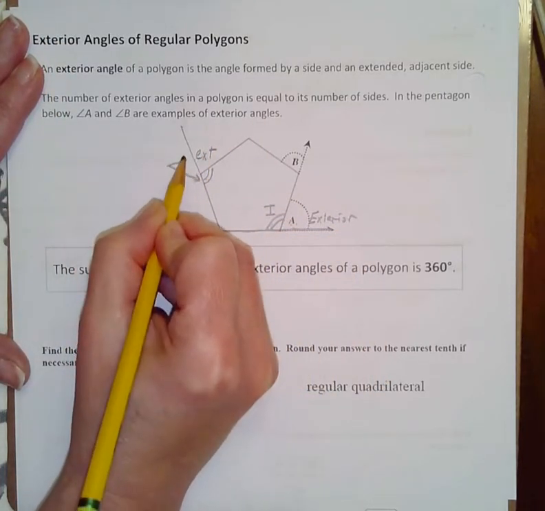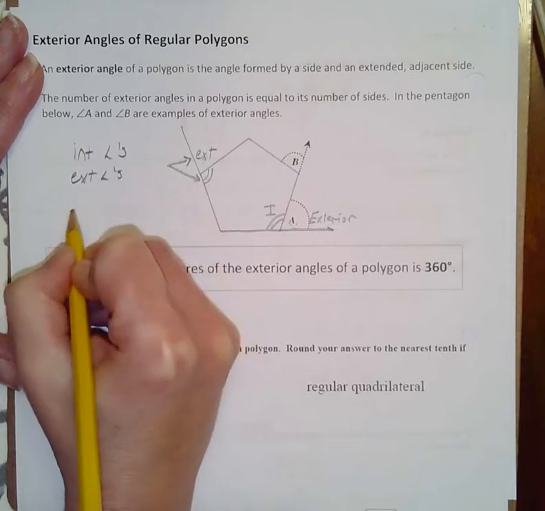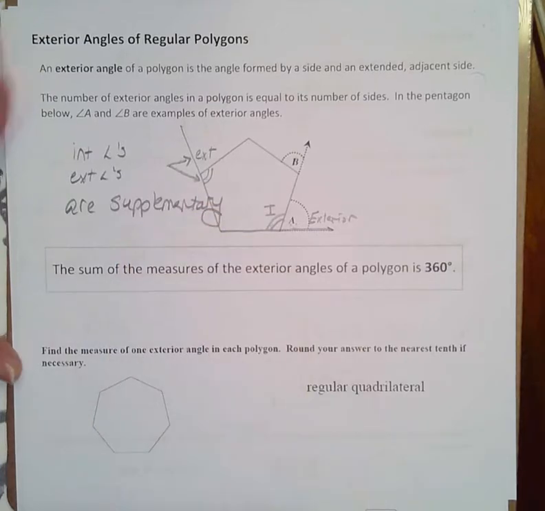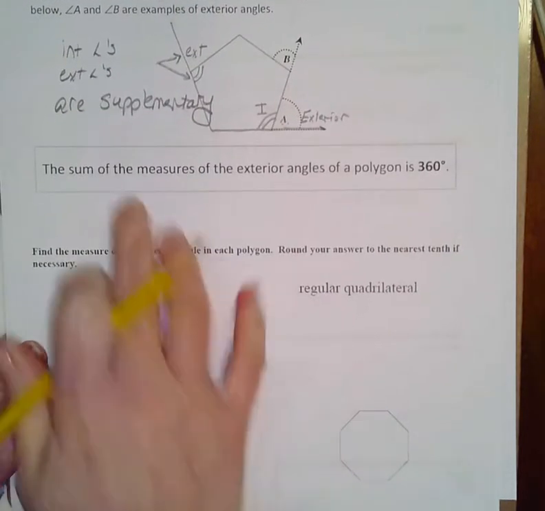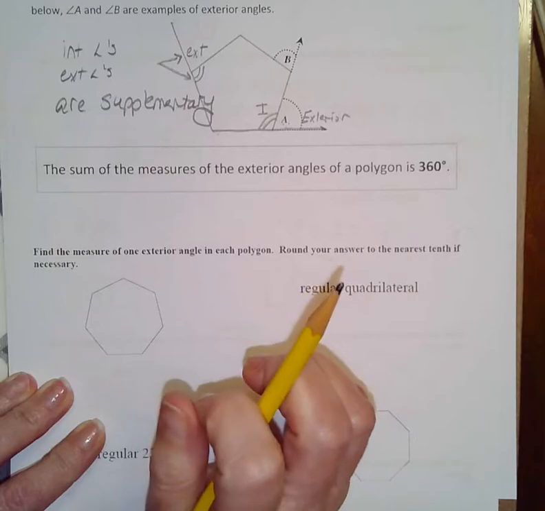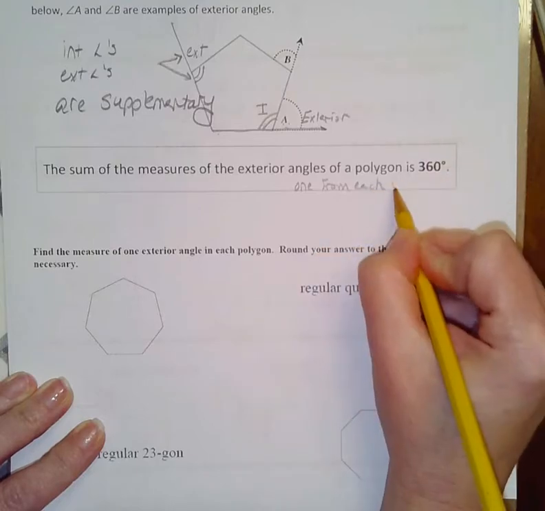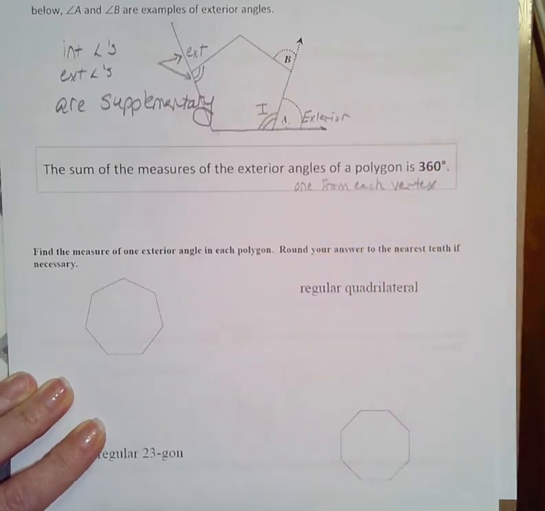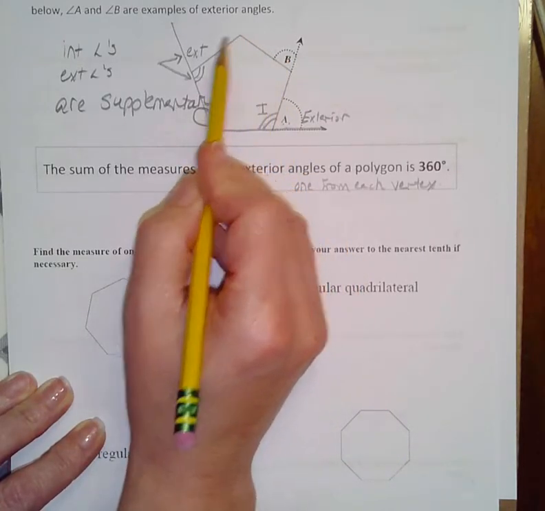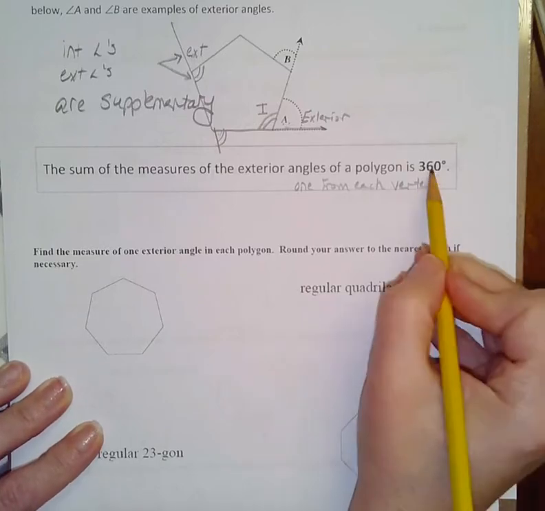Just note, your interior angles and your exterior angles are supplementary. Okay. Here we go. If we add up all of those exterior angles, one from each vertex, that sum would be 360 degrees. One of them from here, this one, and then of course one more down here, whatever that is. That is going to all add up to 360 degrees.